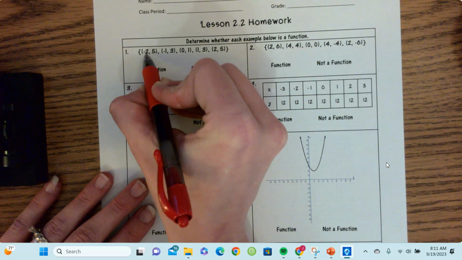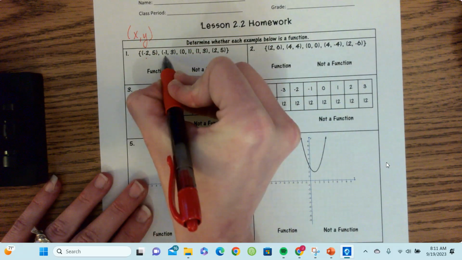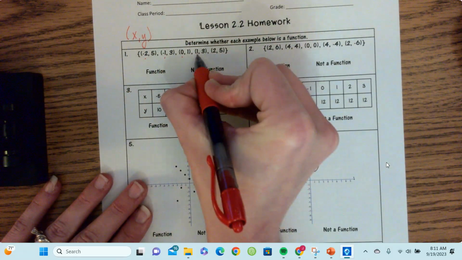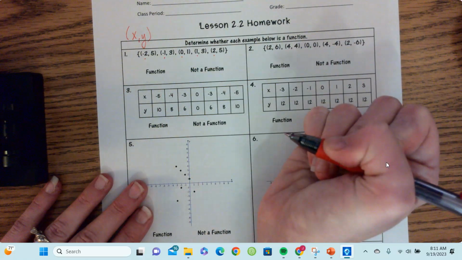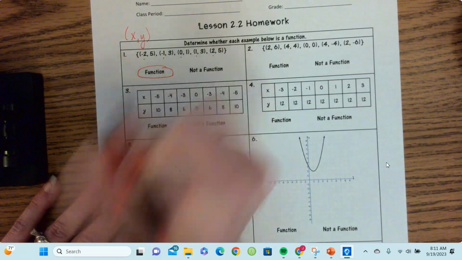So on this first one, we've got ordered pairs. So ordered pairs always, x comes first, then y. So we've got a -2, a -1, a 0, a 1, and a +2. All those numbers are different, so it's a function.